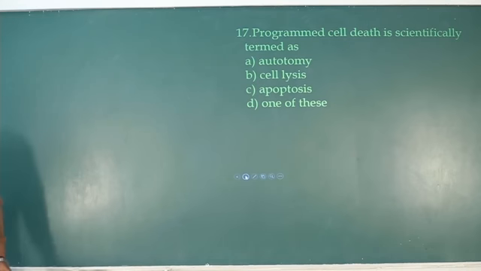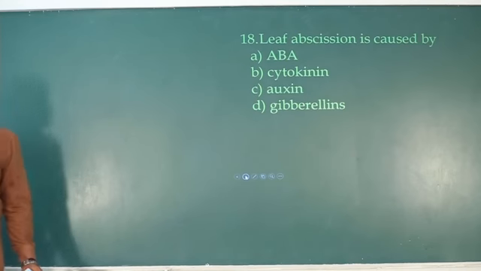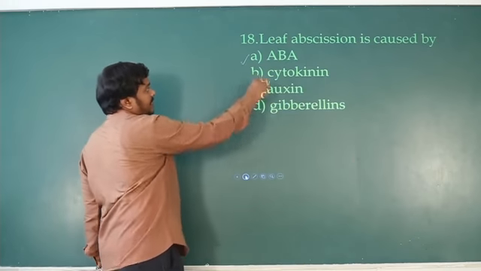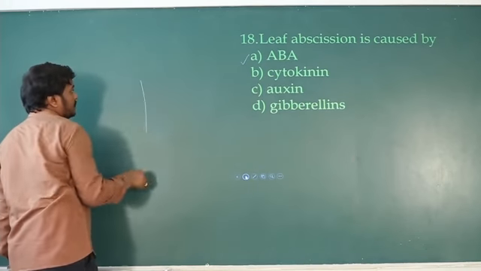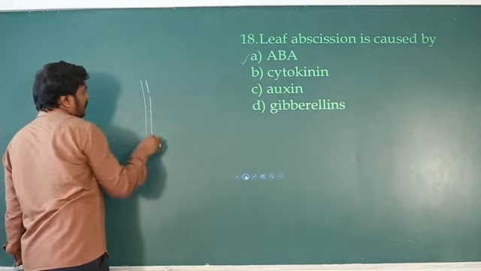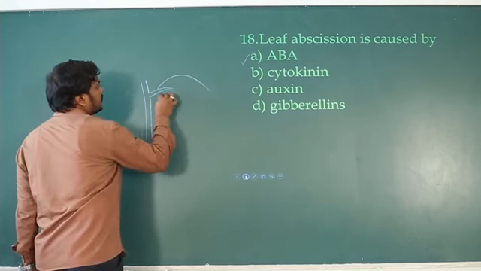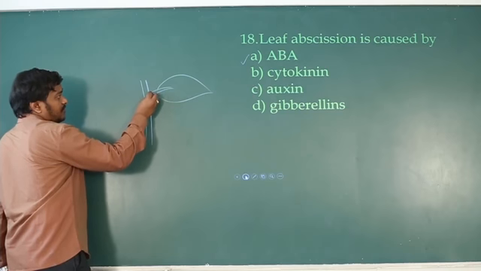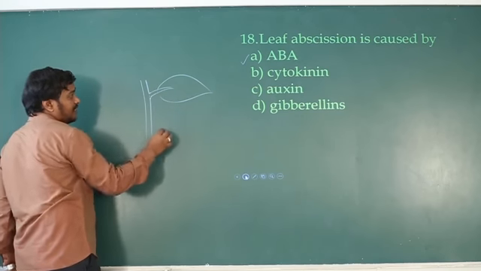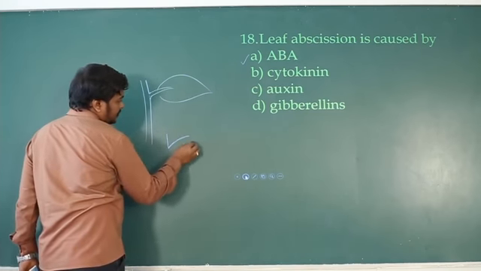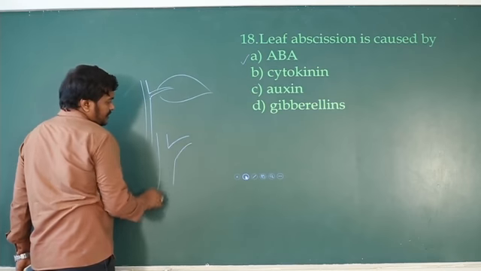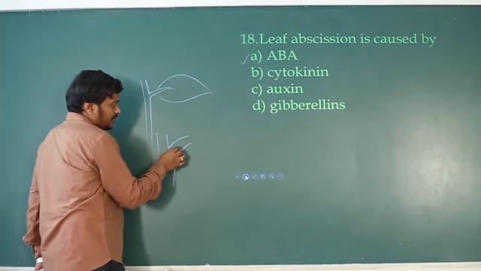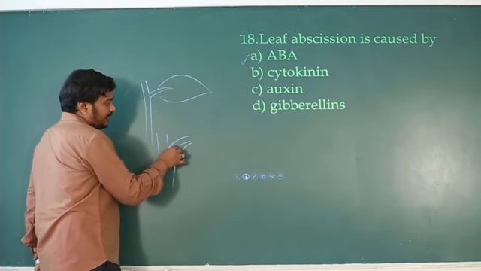Okay, so next question. Leaf abscission is caused by abscisic acid. So how does abscisic acid help in the falling of the leaf? There is a connection at the junction of stem and leaf. At this part, first abscisic acid starts to accumulate there. Okay, so it blocks the entry of water first.